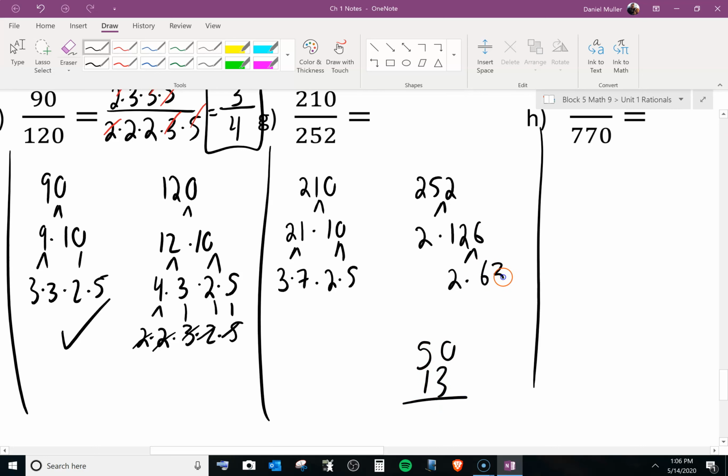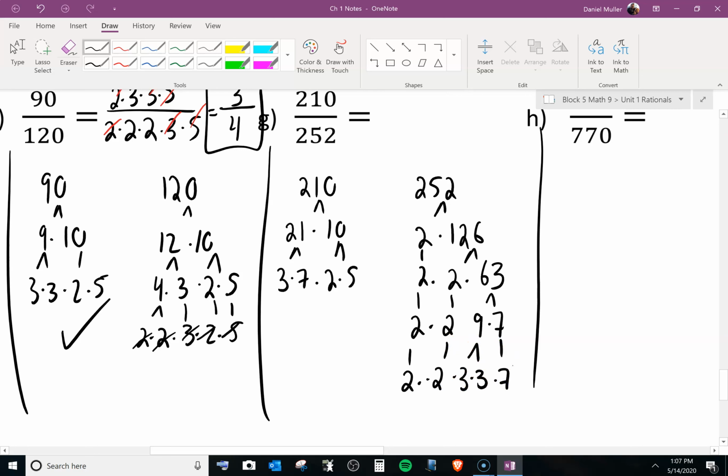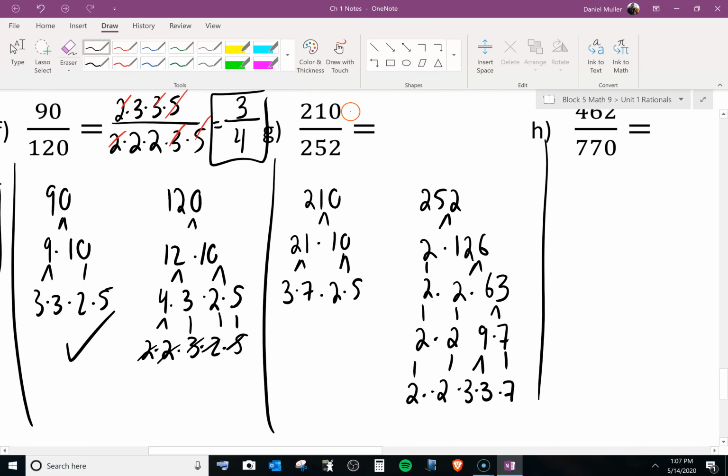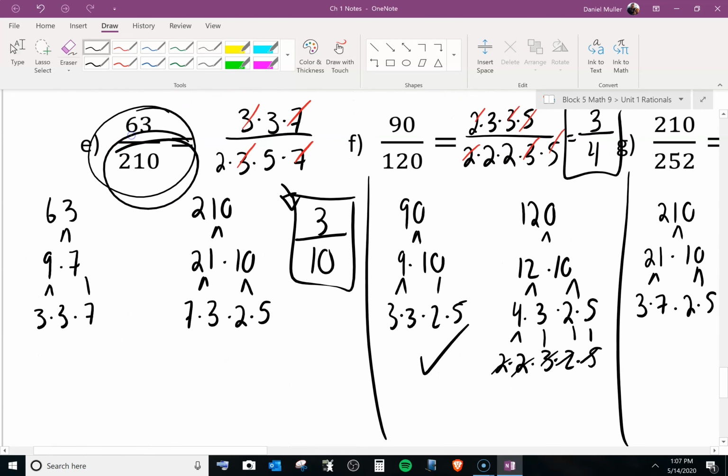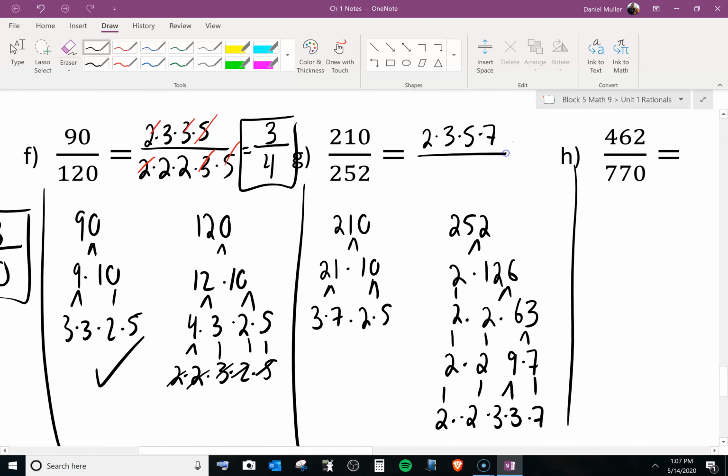So 2 and 63. Carry down that 2. 63 is going to be a 9 times 7. Bring down both those 2's. 9 is going to be a 3 and a 3, and then carry down the 7. So what do we have? So 210 is here. 2, 3, 5, 7. Did I already do that, by the way? Dang, I did. I did that right here. I could have just copied it. Well, there you go. And then 252: 2, 2, 3, 3, 7.